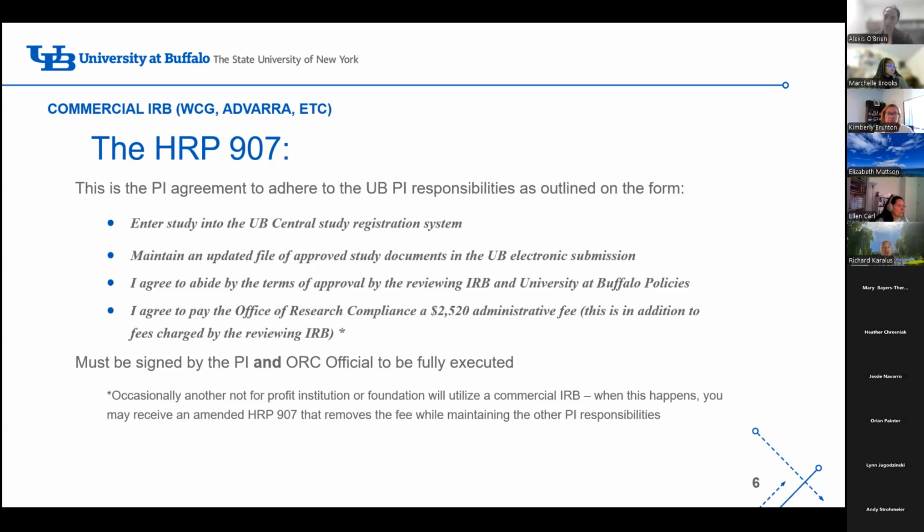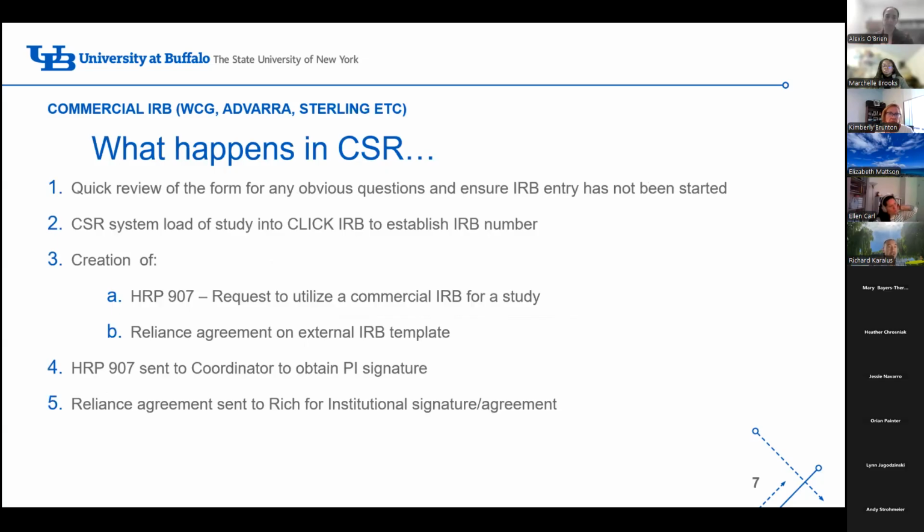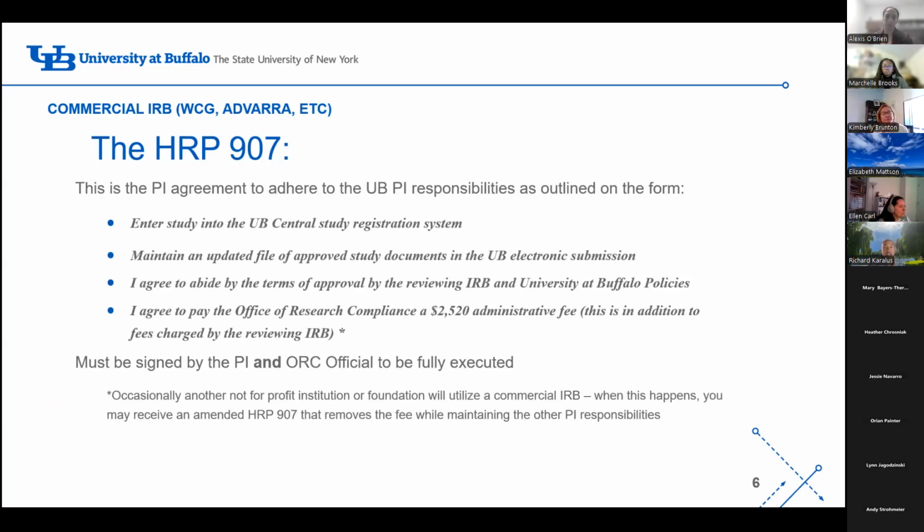You're also saying that you're going to abide by the policies of both the external IRB and University at Buffalo policies, where they apply. And we do charge a fee for doing all this because we do still retain responsibilities on your study. Like I said, we need to do COI review. We need to do your training. We need to do local contacts. We need to do annual reviews of all of that. So that's the HRP 907.